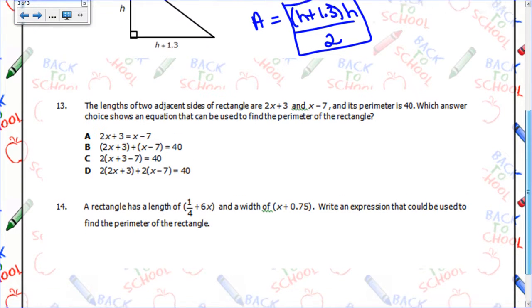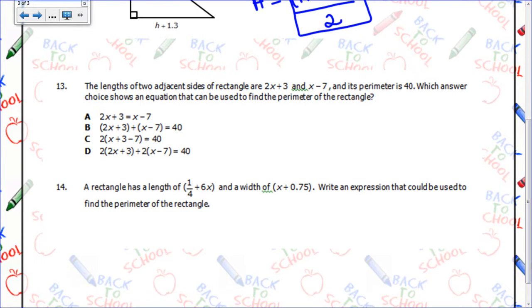So now we have 2 questions left. Number 13, the lengths of 2 adjacent sides of a rectangle are 2x plus 3 and x minus 7, and its perimeter is 40. This word adjacent means side by side. They're touching next to each other. I'll show you what I mean. Which answer choice shows an equation that can be used to find the perimeter?